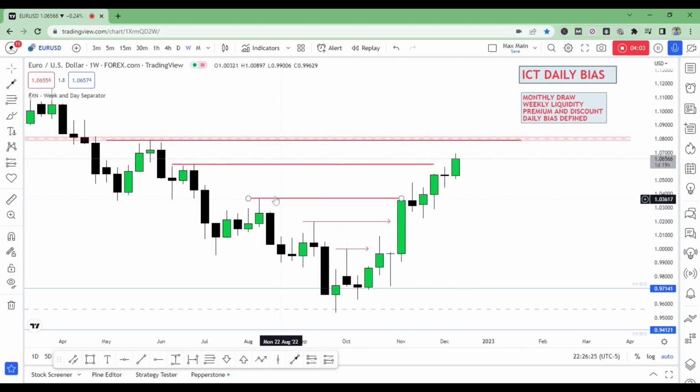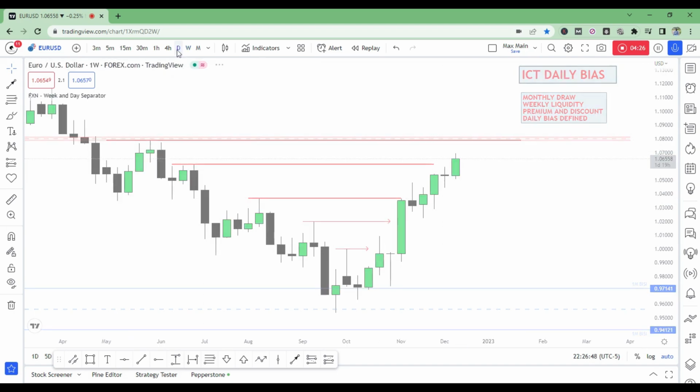In the weekly chart, I want to be defining the weekly levels that might be targeted once the market is drawing towards this monthly draw. Once I have defined the liquidity on the weekly, I like to drop down to the daily chart. That's it, guys. There's no science behind it. It's just as simple as that. So don't overcomplicate your analysis, guys.